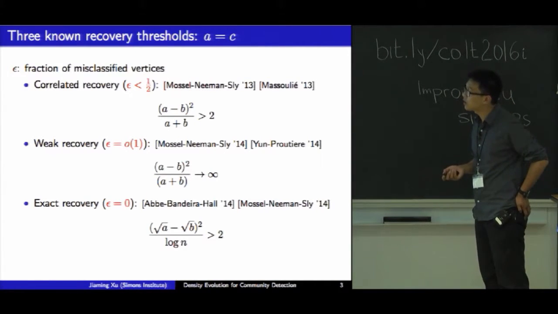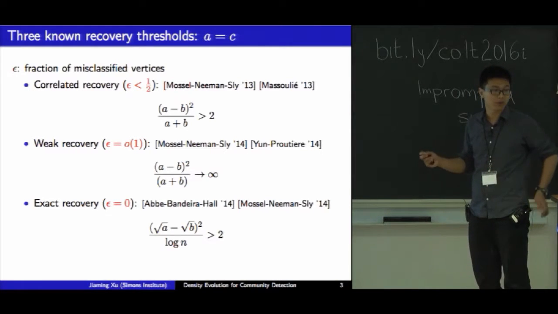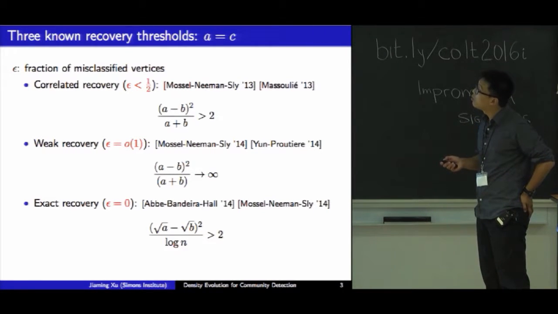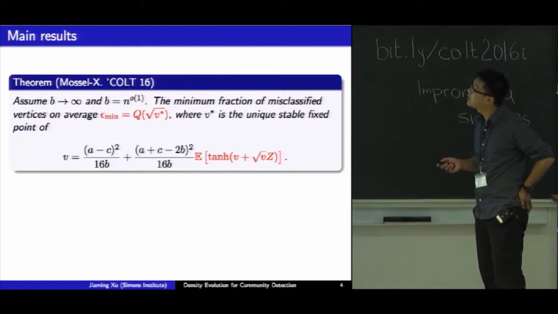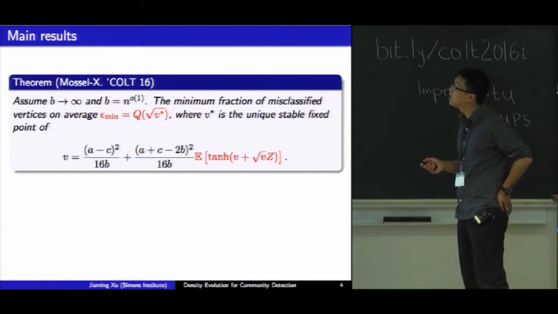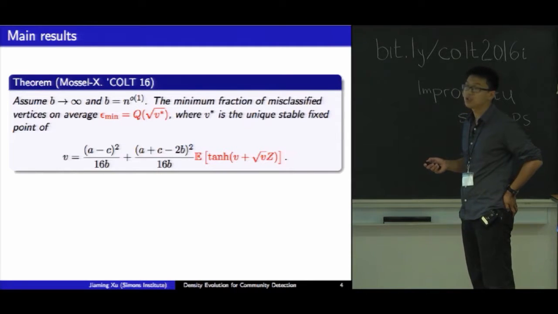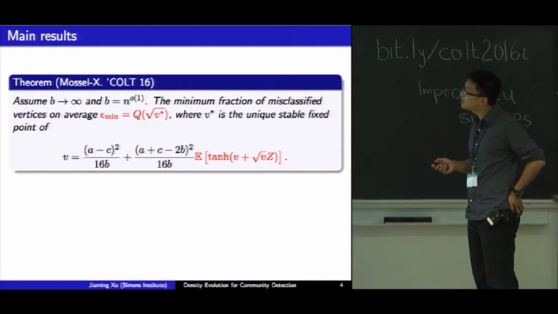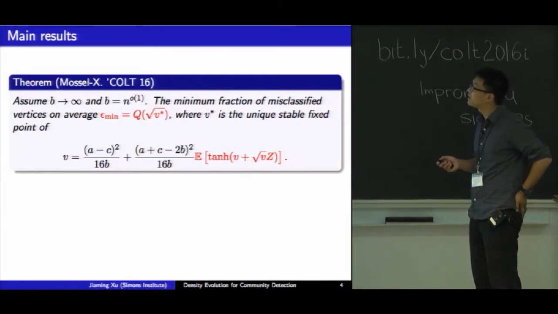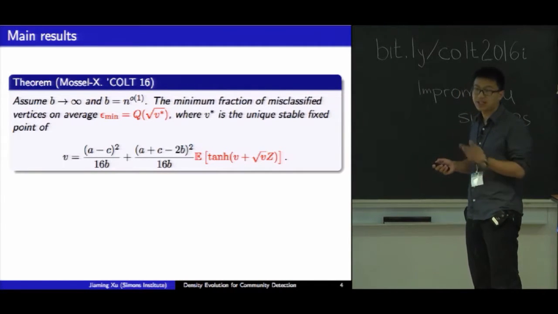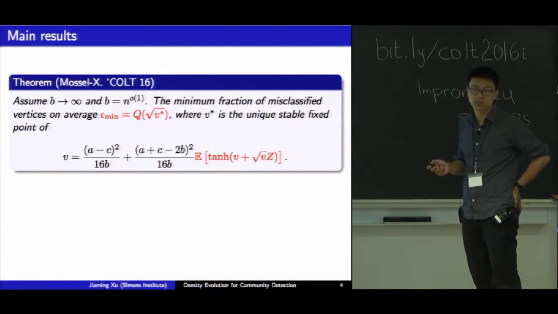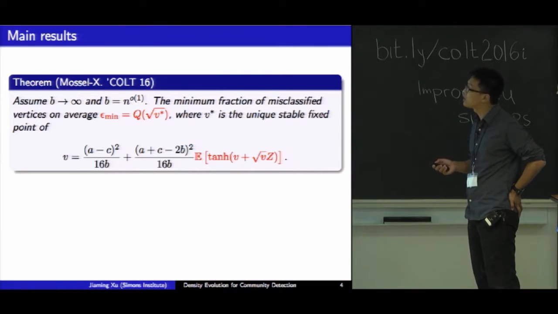Okay? So for this talk, actually, we're going to ask a little bit more refined question. That is, what is the minimum possible epsilon that you can get for particular model parameters like A, B, and C? Okay? So this leads to the main result of this talk. Essentially, we're showing that if the average degree of the graph goes to infinity, but at a slower rate than n to the power of little o(1), for example, like log n, then the minimum possible epsilon, that is the minimum possible fraction of misclassified vertices you can get, can be characterized through this simple formula.